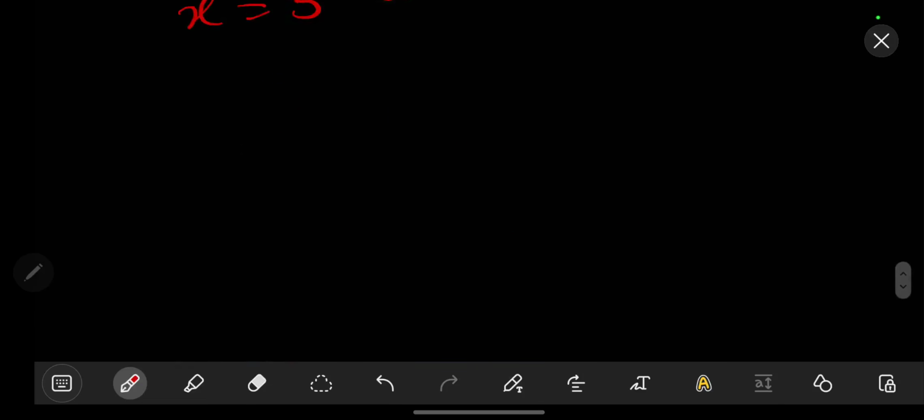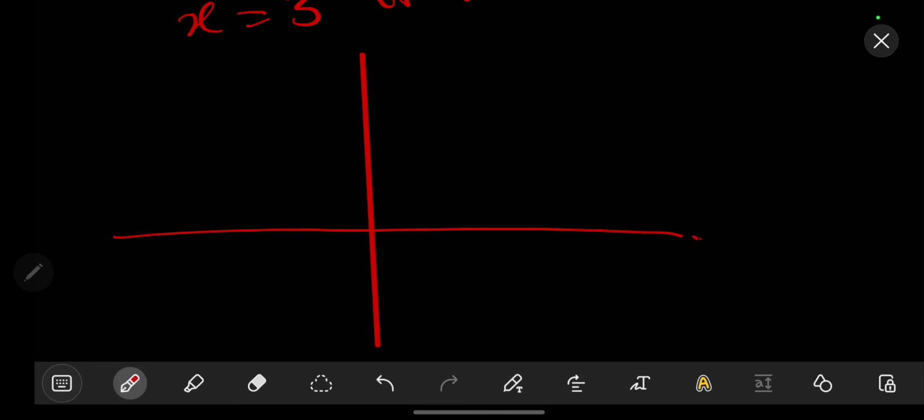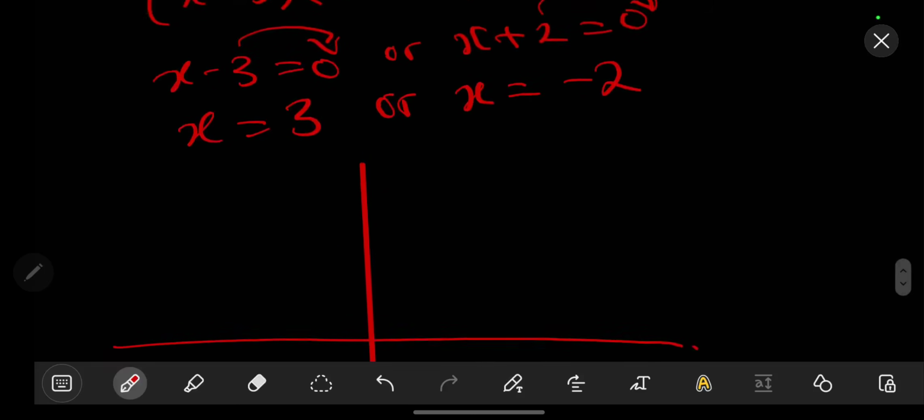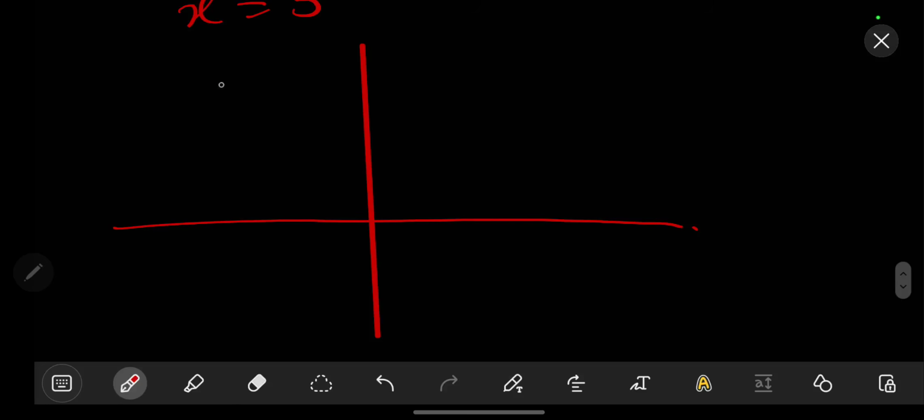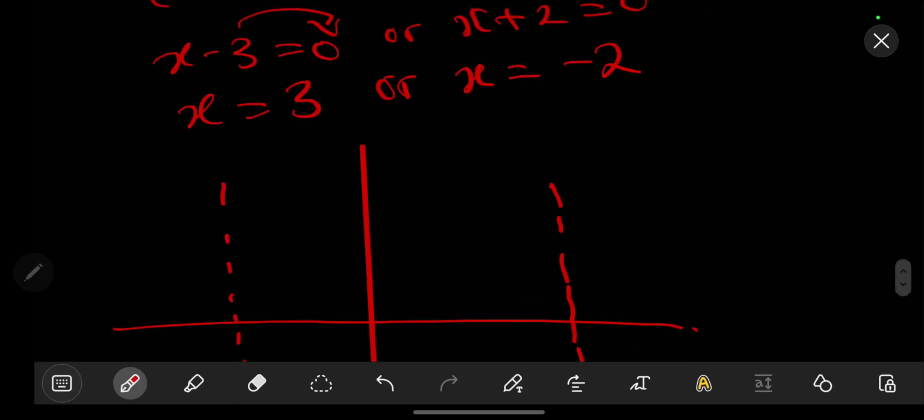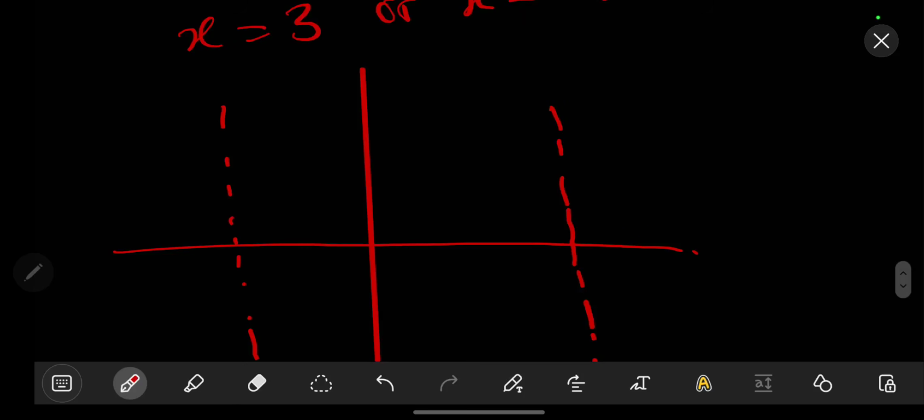That means on your graph you have something like this. One line passes at negative 2, and the other line passes at positive 3. So these are our asymptotes, and these are vertical lines. This one is at 3, and this one is at negative 2.